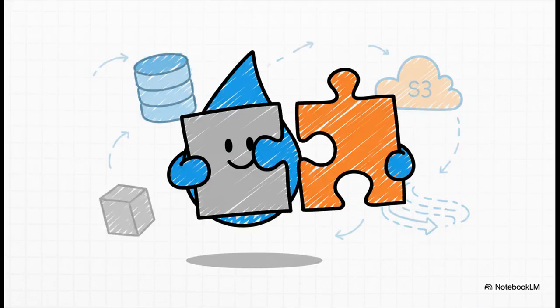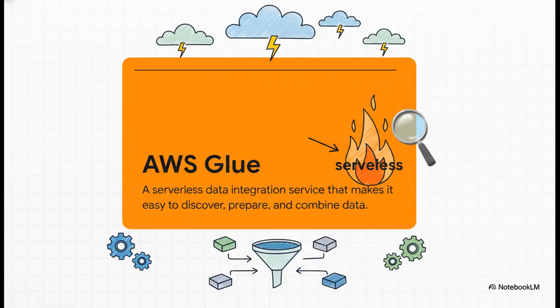Well, you guessed it. That's where our star for today comes into play. In the AWS world, the answer to that problem is a really powerful, fully managed service called AWS Glue. It was built from the ground up to solve exactly this kind of data integration mess. Okay, so what is AWS Glue at its heart? It's a serverless data integration service.